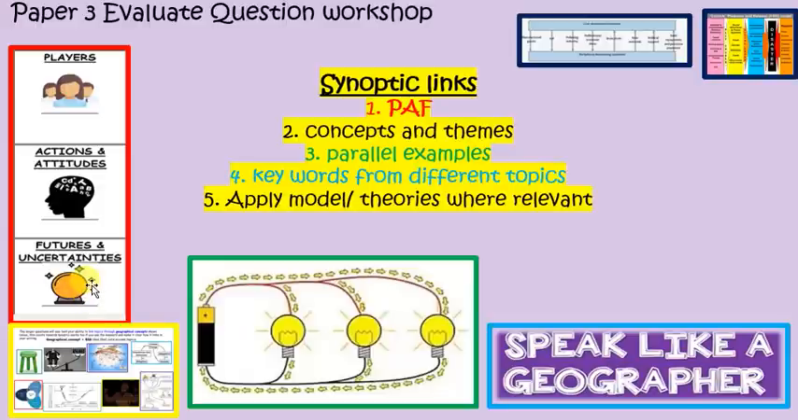in the future. What I saw a lot of in the trial exam was naming players, and it's like this bit's missing. It's kind of like half a synoptic link, but you need to sequence it through. All right. Concepts and themes.